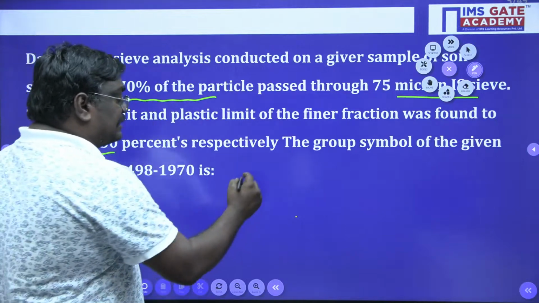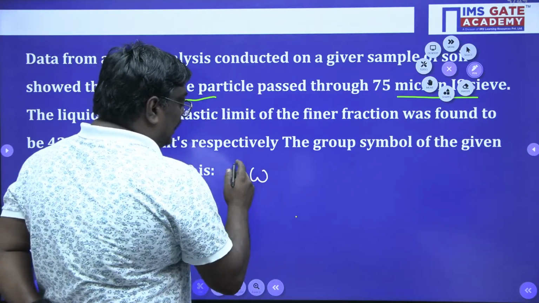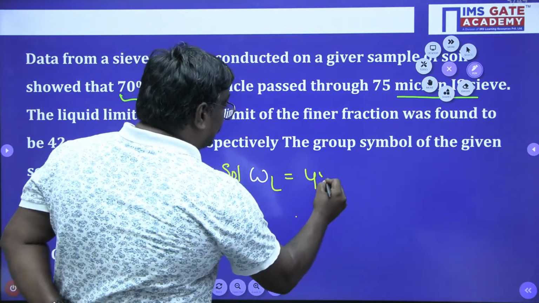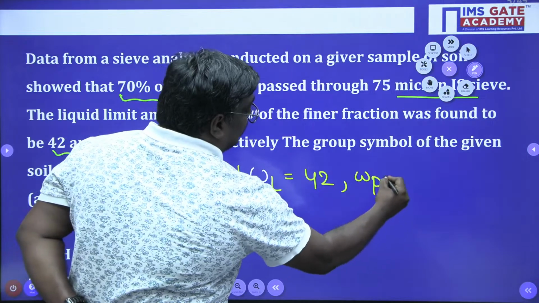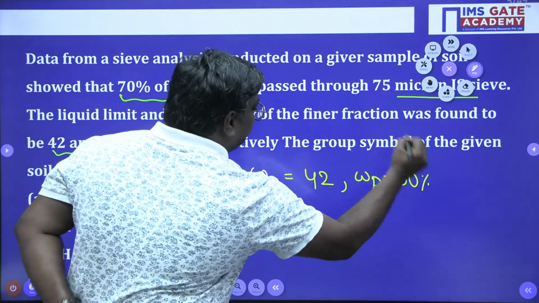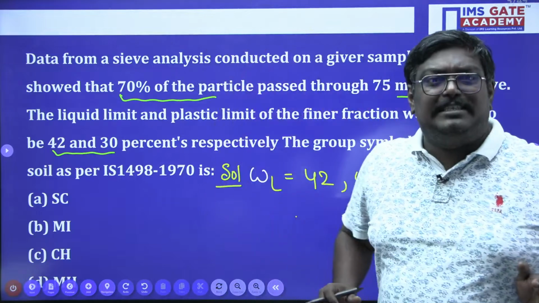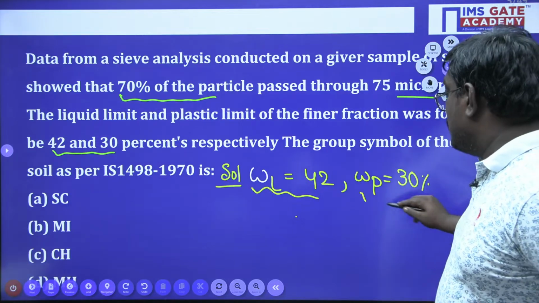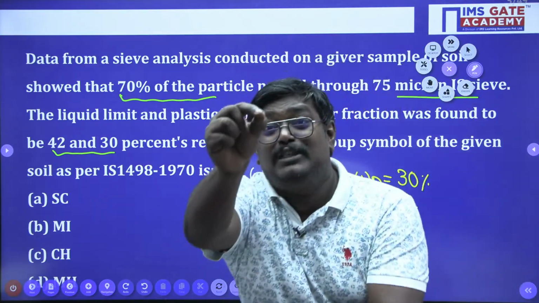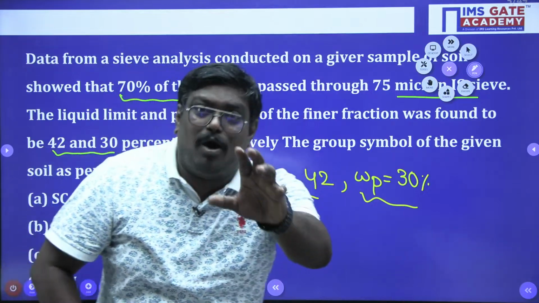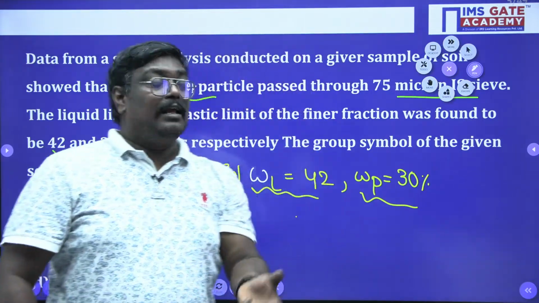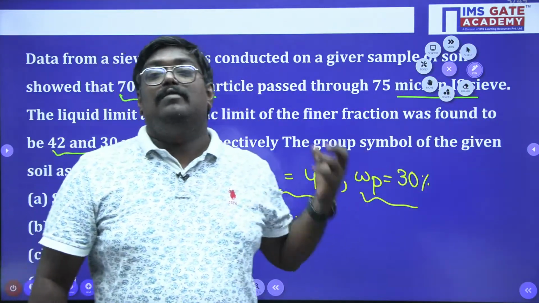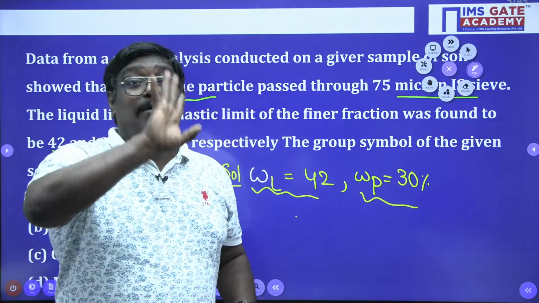So here, my dear students, they have given the liquid limit is 42 percent and the plastic limit is 30 percent. And these are simple things. Suppose by mistake some people take the plastic limit as 42 and the liquid limit as 30. That is absolutely wrong. Why? Because as a common thing from the plasticity chart, everyone knows that liquid limit is always greater than plastic limit. So we can avoid that mistake.